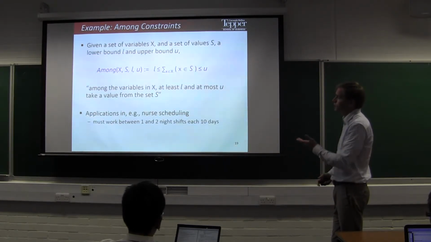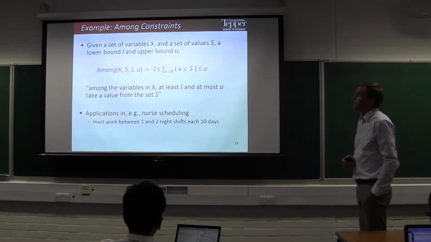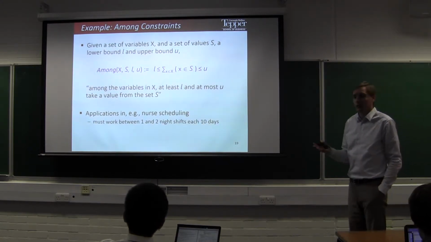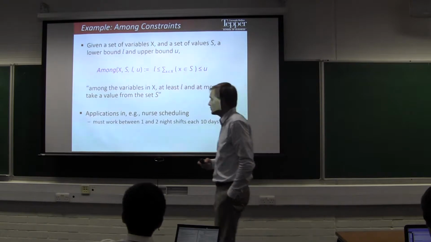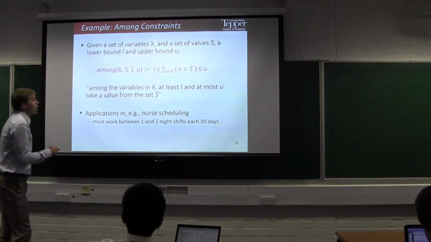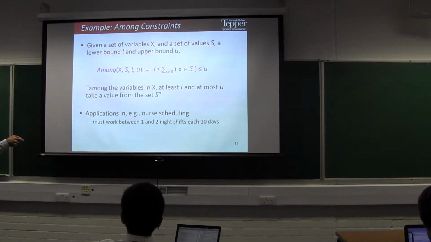We have done that for you and for many other people, so now you can look at that and see how that works. So let's, for example, look at one such constraint, the among constraint, which is in CP, one of all these weird names, but this particular constraint says that among a set of variables in X, take between L and U from a set S.